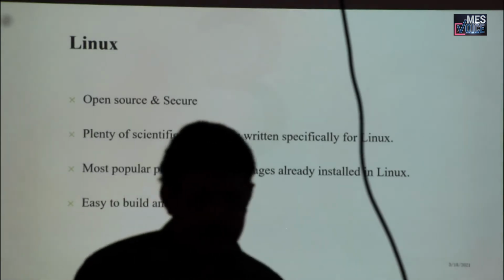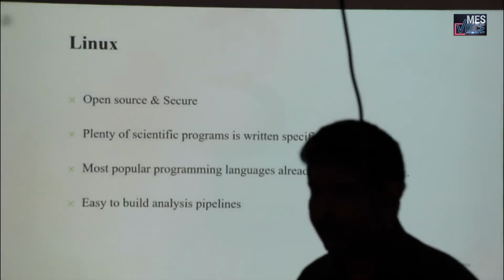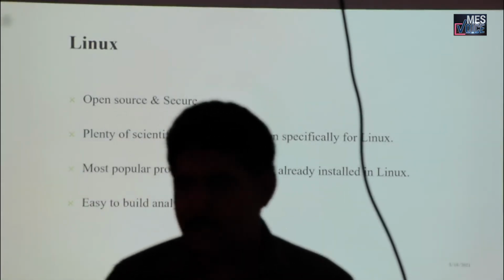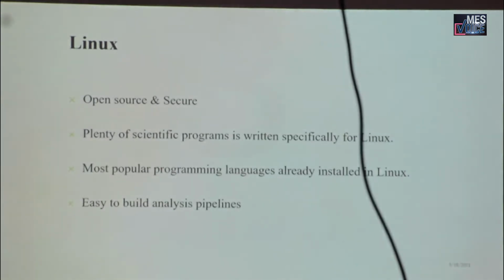So Linux is open source and secure. A lot of scientific programs are written specifically for Unix, and there is no need to install all the programs. If you install Linux, Python will be available, Perl will be there, Java will be there. You have the option to install them while installing the operating system. But in Windows, nothing comes with it. If you want Java, you need to download and install it, right? Here, everything comes along with Unix.